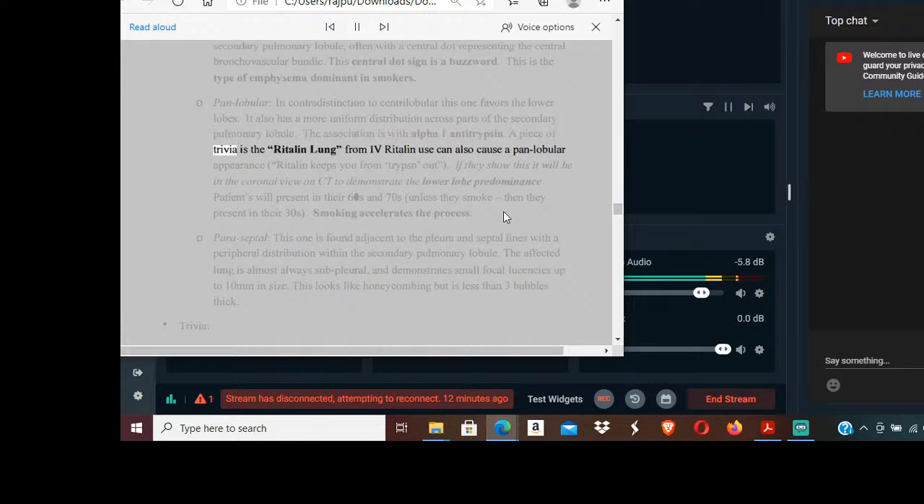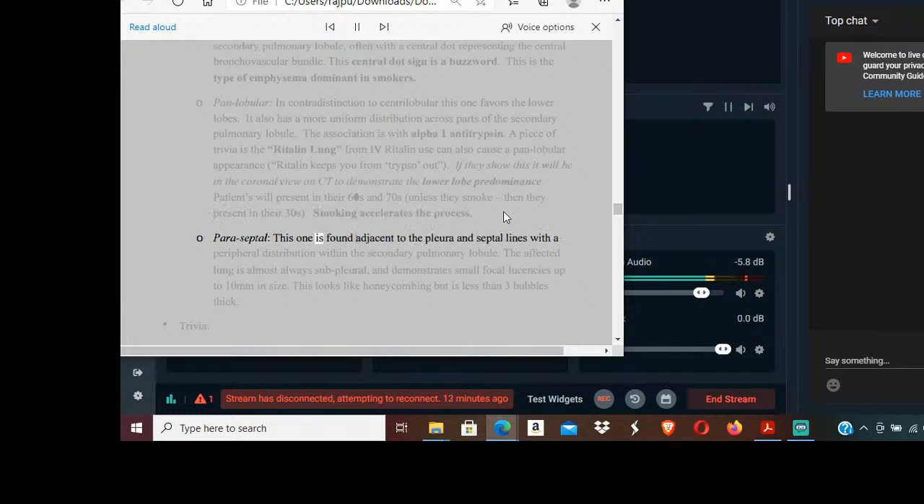A piece of trivia is the Ritalin lung, from IV Ritalin use, which can also cause a panlobular appearance. Ritalin keeps you from trypsin' out. If they show this, it will be in the coronal view on CT to demonstrate the lower lobe predominance. Patients will present in their 60s and 70s, unless they smoke, then they present in their 30s. Smoking accelerates the process.